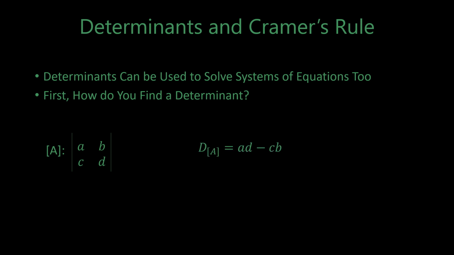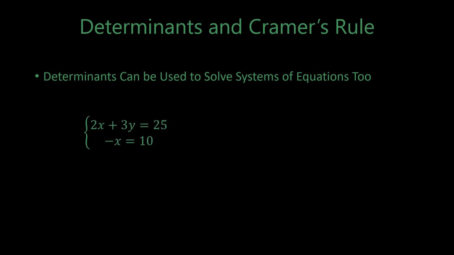To find the determinant of a 2x2 matrix, we cross-multiply and subtract. We're going to take row 1, column 1 times row 2, column 2, and we're going to subtract row 2, column 1 times row 1, column 2. So for example, the determinant of matrix B is 5 times 3 minus 1 times 2. So now we're going to take this system of equations and use determinants and Cramer's rule to find the solution.